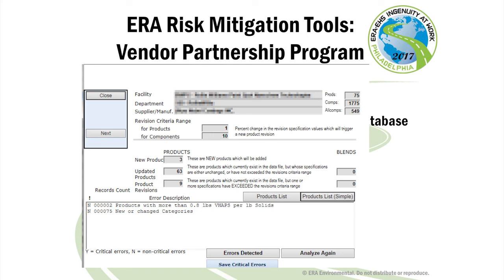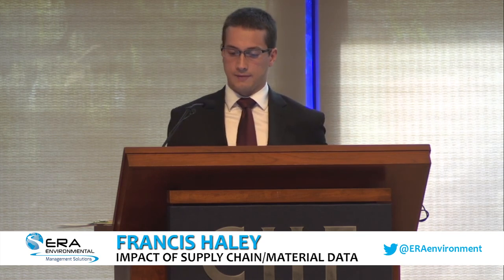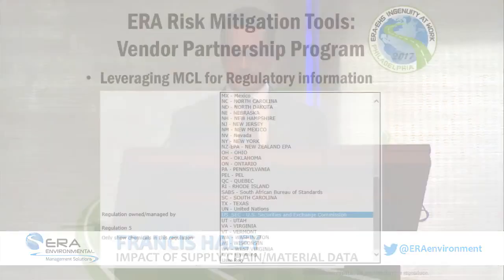So here we have an example of the user interface when you're bringing in a new product or a new batch, where it tells you the number of new products, the number of updates, so very minor changes, and the number of revisions. Those are the changes that exceed the criteria that we have for an update.